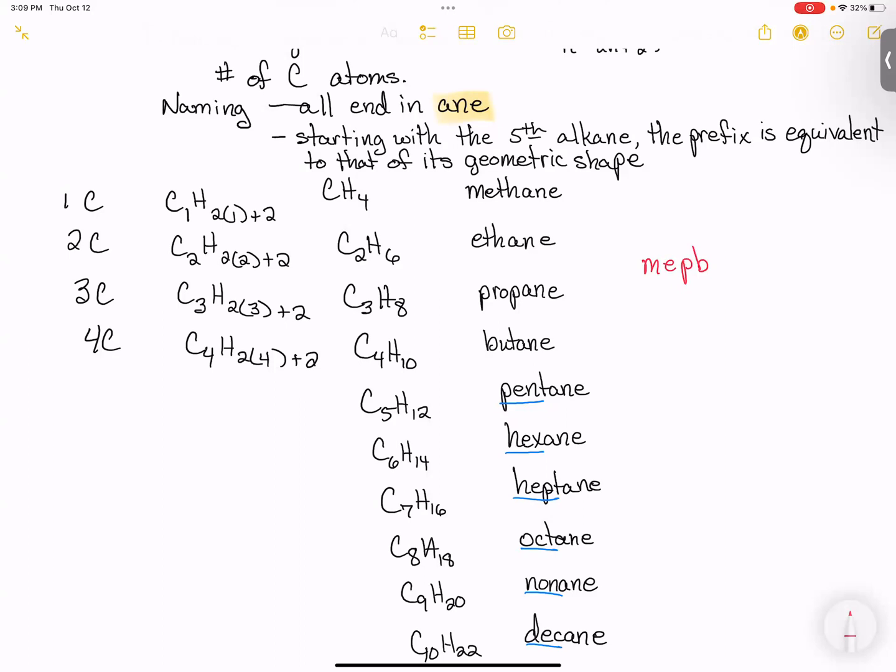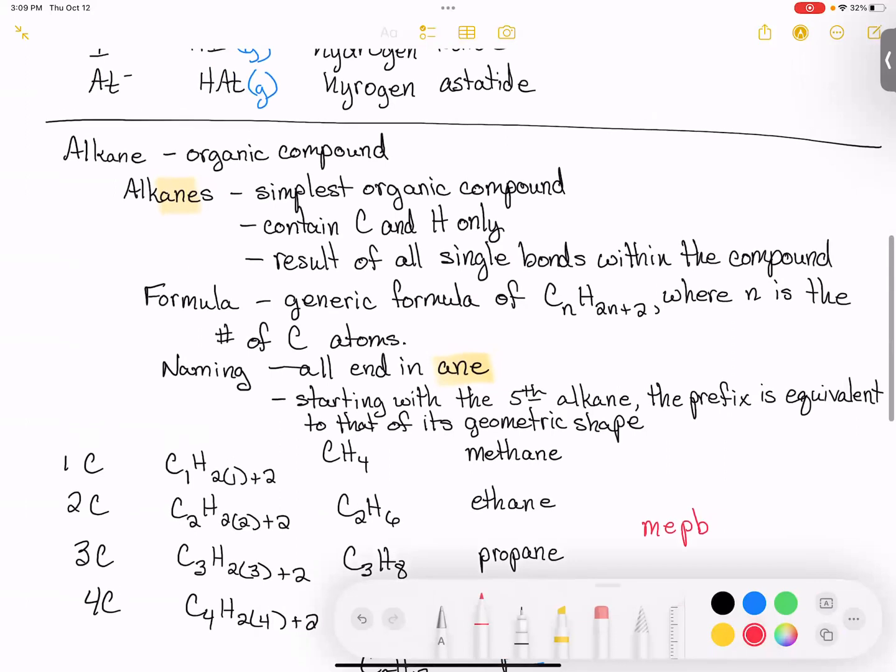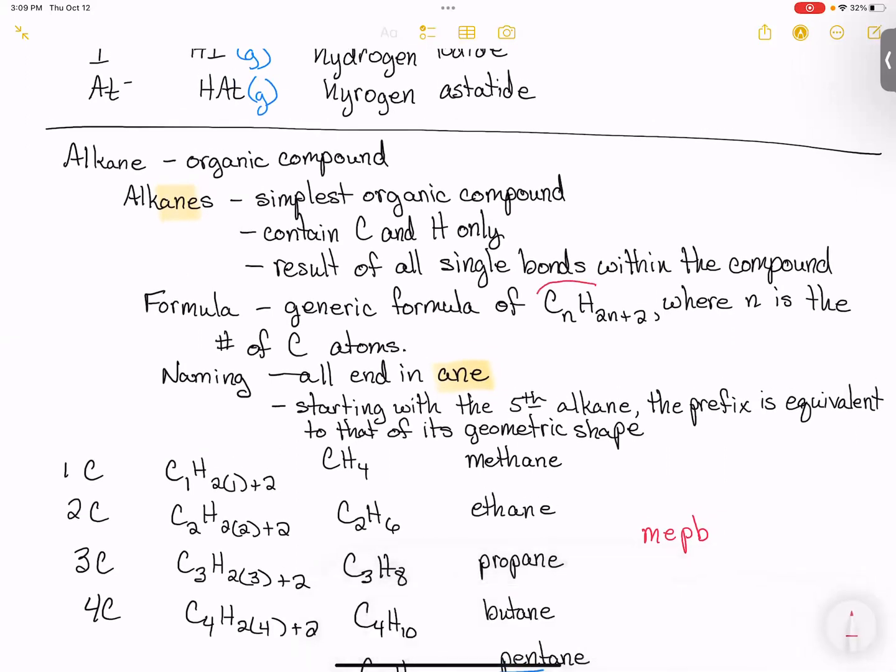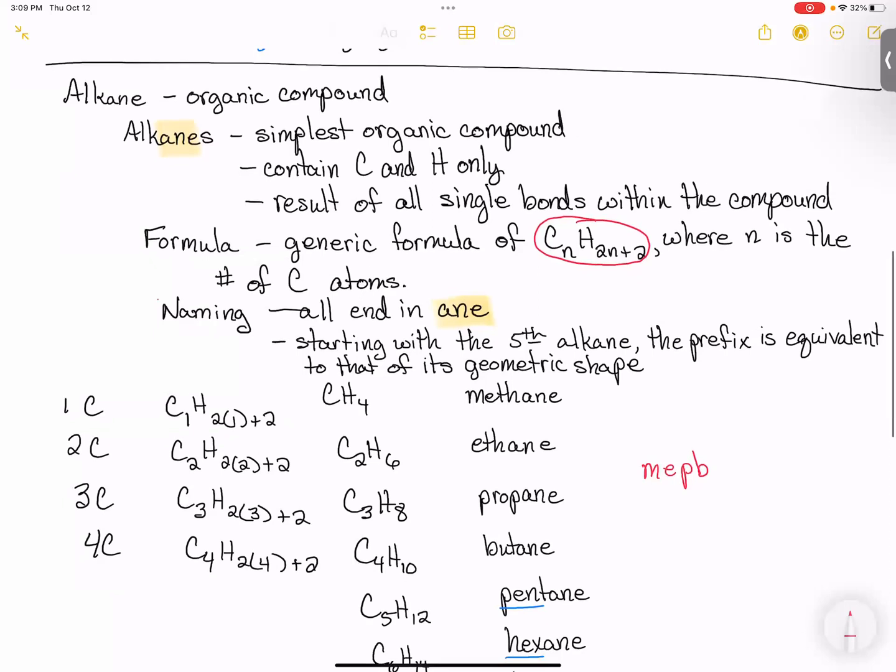So what are the memory takeaways on this? The memory takeaways are: alkanes have a generic formula. So as long as you know the number of carbons, you can figure out the rest of the story. They all end in ANE, just like the name of the group, alkanes. And starting with the 5th carbon on, the prefix is the same as the geometric shape for that number. And then finally, methacprobute. That's your first 4.